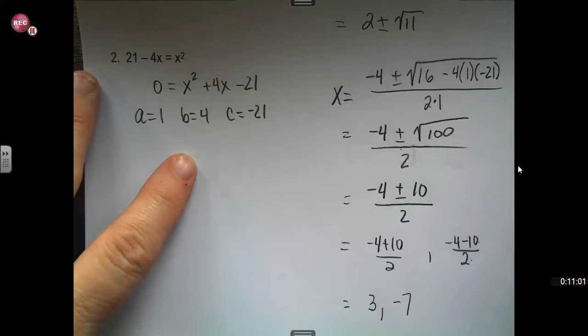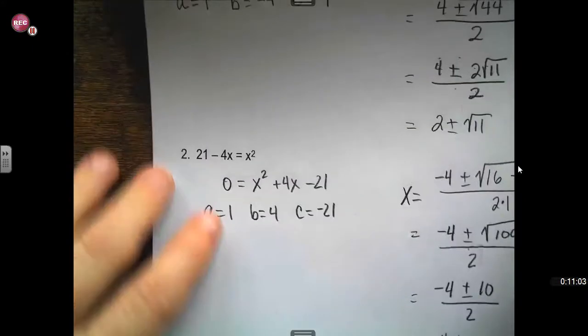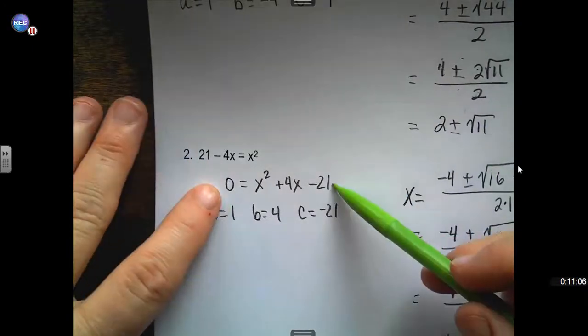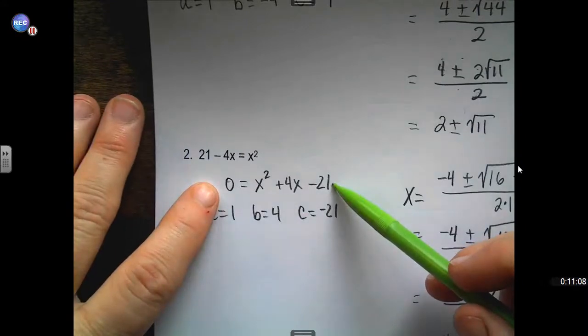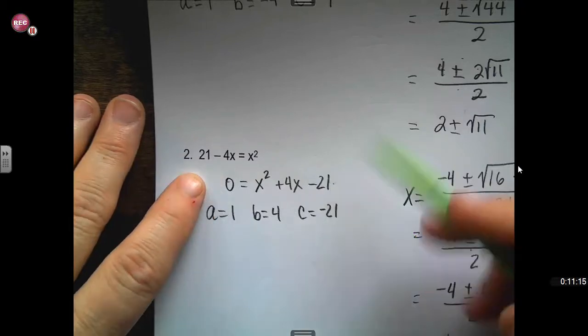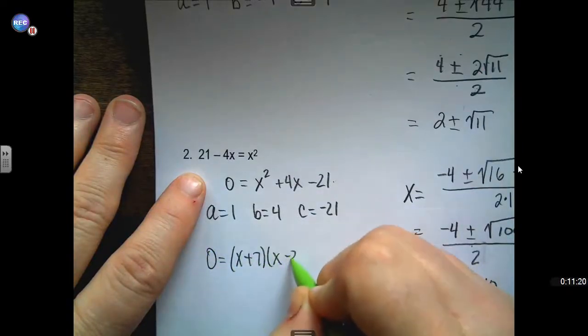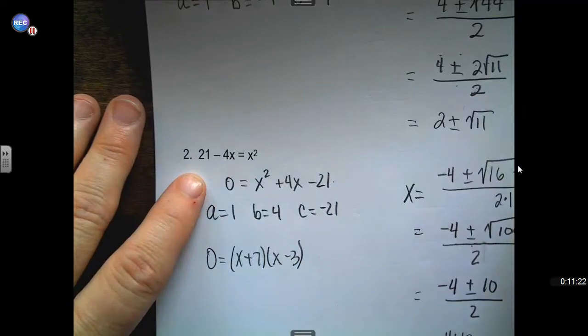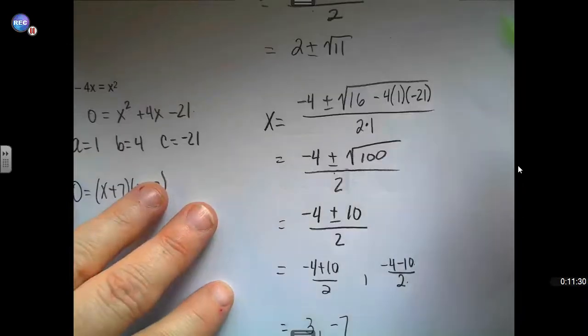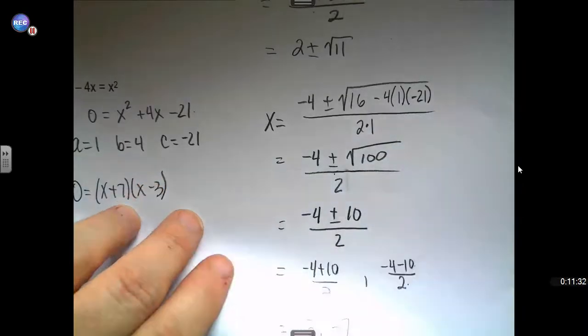And I don't know if any of you recognized it, but when I set this equal to 0, I pretty quickly recognized that I could factor that thing. It would factor to x plus 7, x minus 3, then I could set each factor equal to 0. But I think the reason that we put this example in here is to show you that the quadratic formula will work on anything, even a quadratic that factors. It works on anything.